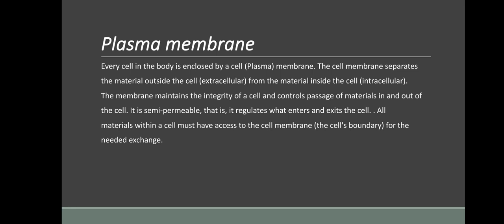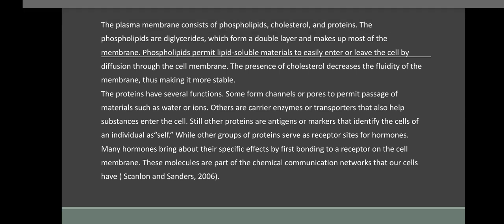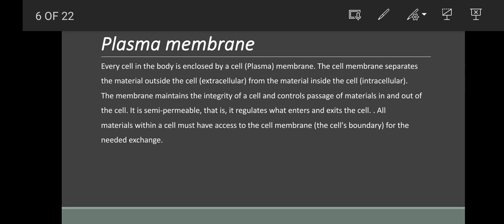So the plasma membrane. Every cell in the body is enclosed by a cell plasma membrane. The cell membrane separates the material outside the cell from the material inside the cell. The material outside is called extracellular fluid. The material inside is called intracellular fluid. The membrane maintains the integrity of a cell and controls passage of materials in and out of the cell. It is semi-permeable. That is, it regulates what enters and exits the cell.